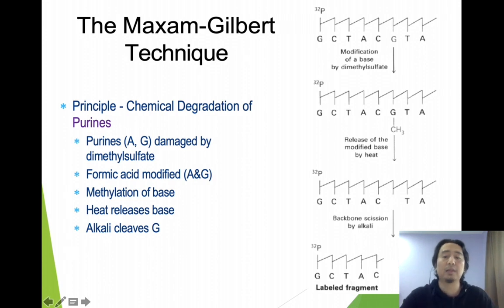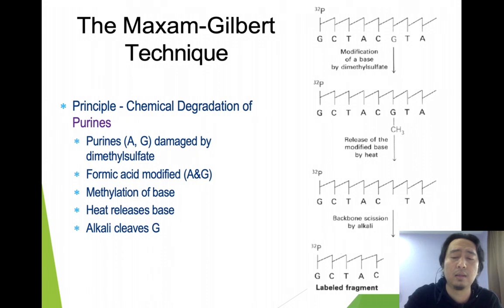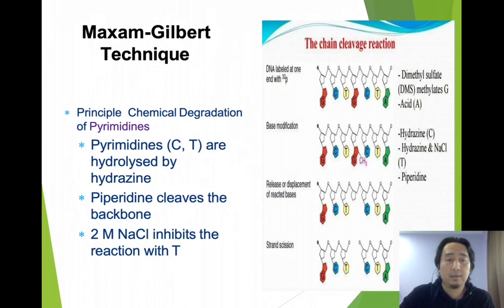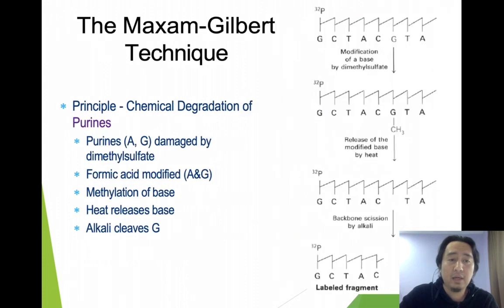Okay, so we will separate two sequences. The next one is principal chemical degradation of pyrimidines. Just now was purine, now is pyrimidine. Pyrimidines consist of cytosine and thymine, hydrolyzed by hydrazine. Just now in purines we used DMS or formic acid.